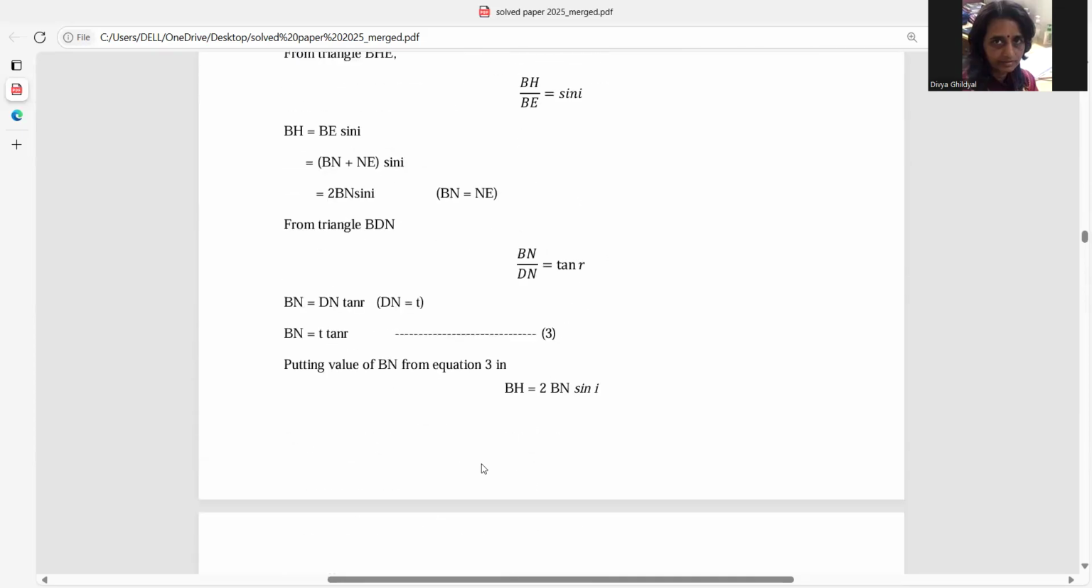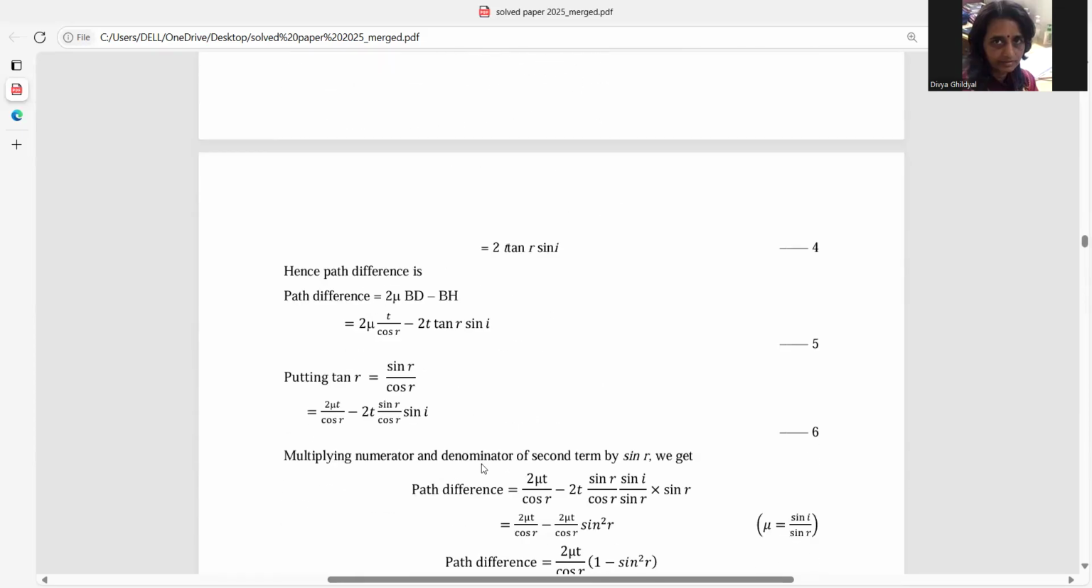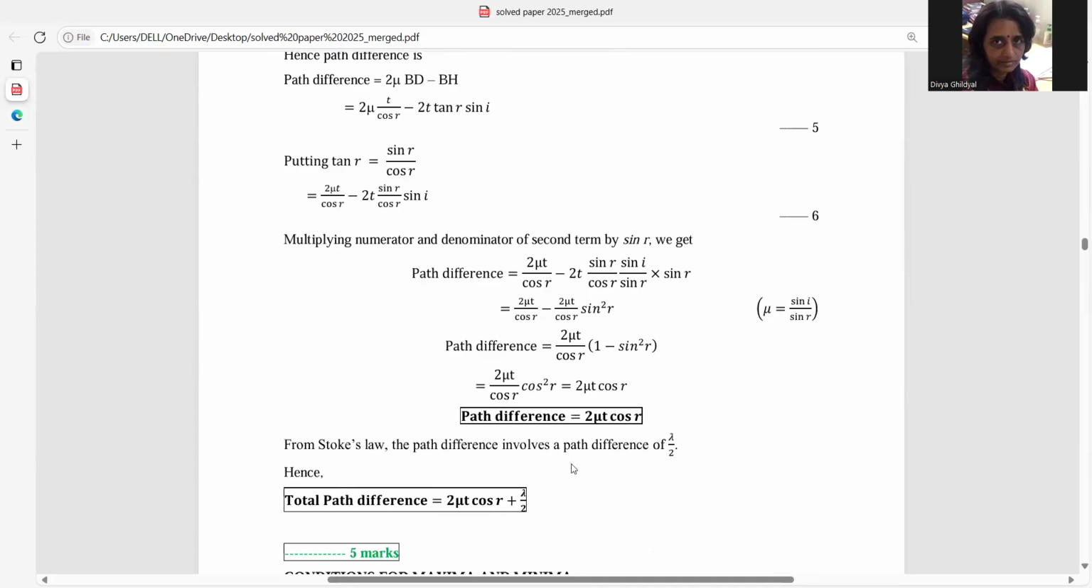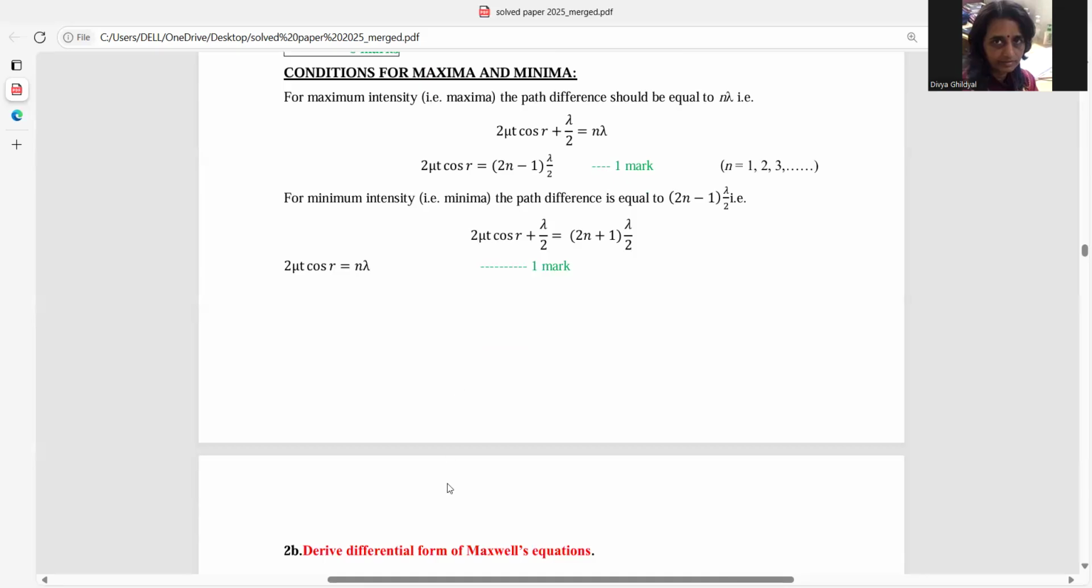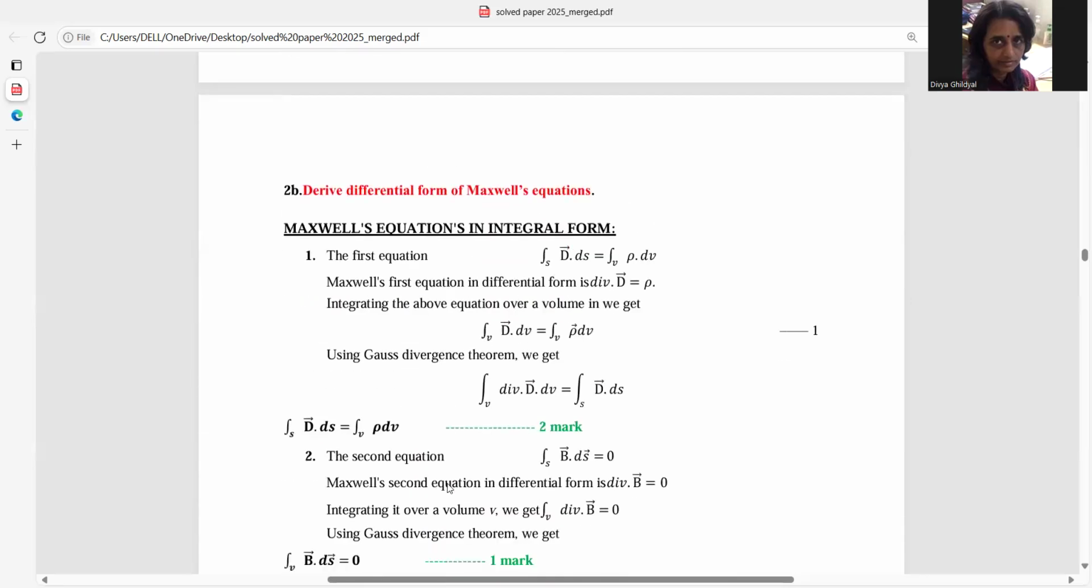Then your concept of path difference for the reflected ray from the upper and lower surface. Once you reach the path difference formula after applying Stokes' law, because it is a reflected light case, you can easily fetch 4 to 5 marks. Then apply the condition of maxima intensity, where path difference should be n lambda, and the minima intensity, where path difference is equal to (2n plus or minus 1) lambda by 2, and give this expression.